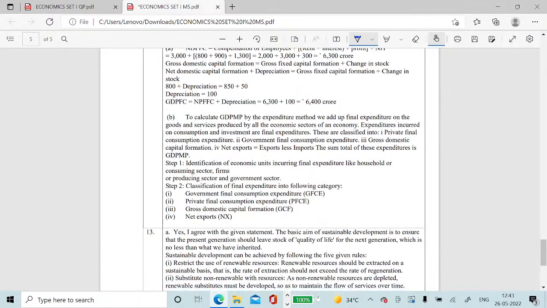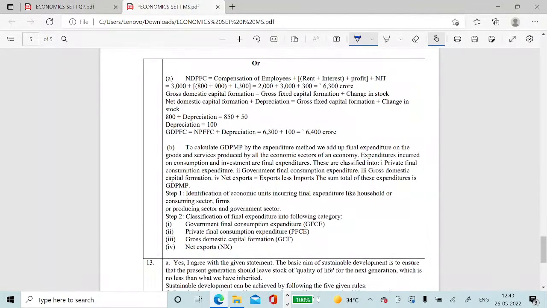Step 1, identification of economic units incurring final expenditure like household or consuming sector, or firms, or producing sector, and government sector. Step 2, classification of final expenditure into following category. First, government final consumption expenditure, GFC, private final consumption expenditure, PFC, gross domestic capital formation, GCF, or net exports, NX.